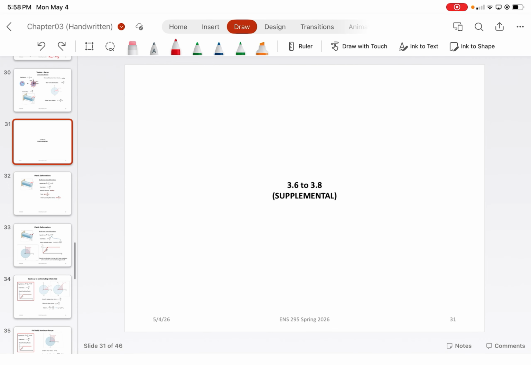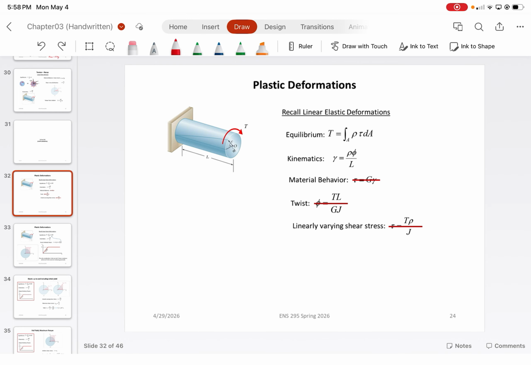All right. Now, I've got some supplemental chapters here. These aren't going to be covered on your exam, but they are a little important to go into because, again, they can still apply. For example, plasticity within torsional rods. What happens when our rod starts to undergo some type of yielding.